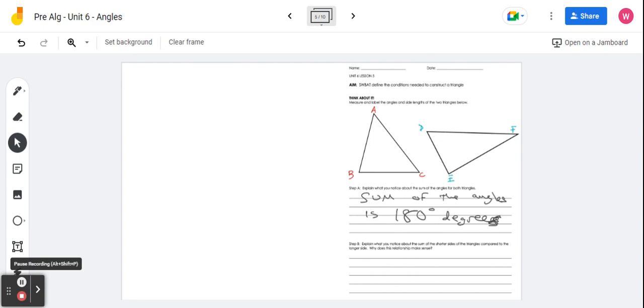Step B says, explain what you notice about the sum of the shorter sides. So once you've measured all three sides of the triangles, and you compare the two shortest sides to the longest side, what do you recognize? Well, hopefully you're recognizing that the sum of the shortest sides of the triangle is greater than the longest side.